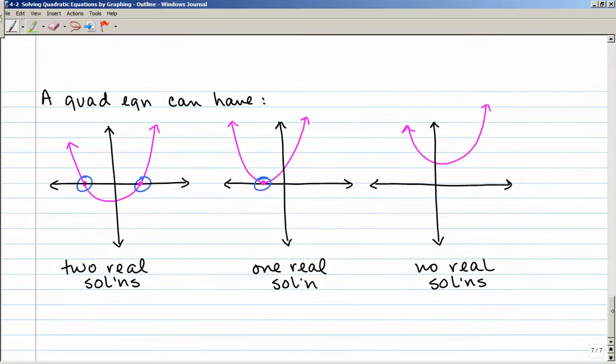So to summarize, a quadratic equation can have 2 real solutions, 1 real solution, or no real solutions. 2 real solutions if it crosses the x-axis in 2 places. Now those could be nice numbers like we had negative 4 and negative 2, or it could be between 2 integers. A quadratic equation can have 1 solution, it just touches the x-axis in 1 point, or the quadratic equation will never cross the x-axis, in which case it has no real solutions.